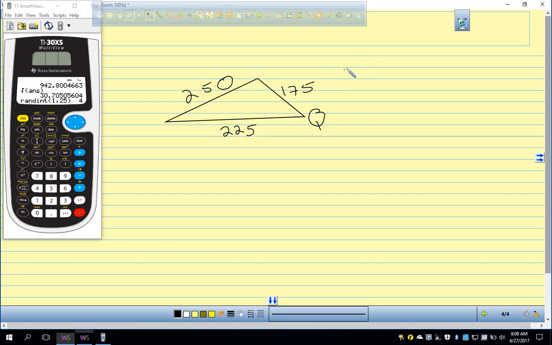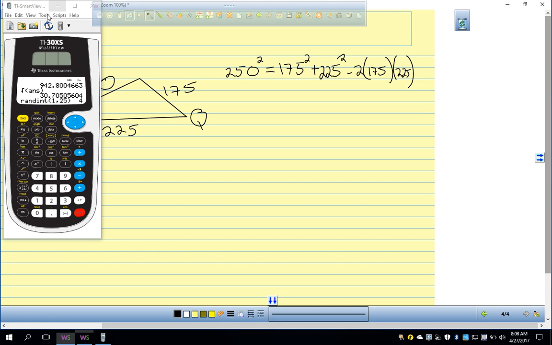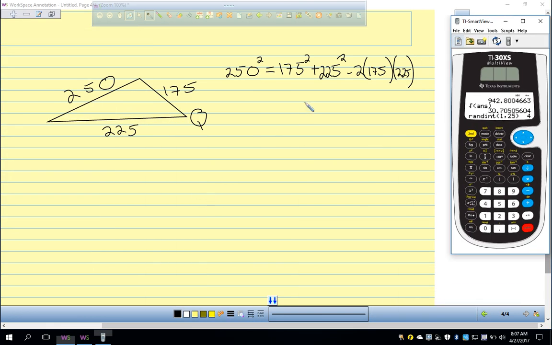Okay? So the way I set it up is I go 250 squared equals the two sides surrounding that angle, 175 squared, plus 225 squared, minus 2 times, again, these two sides, 175 times 225 times the cosine of Q. You guys see how I set that up?